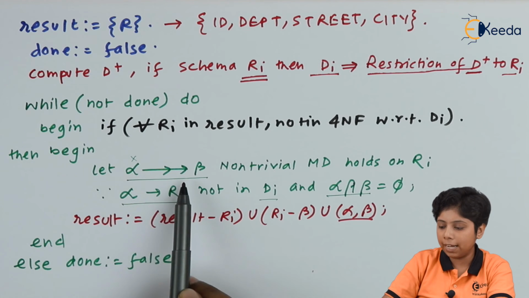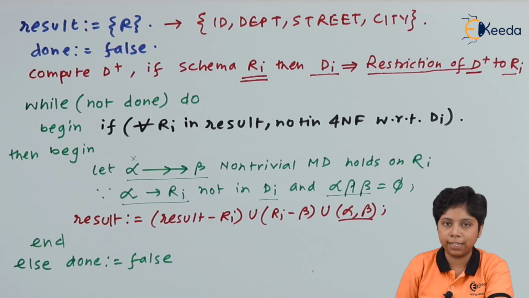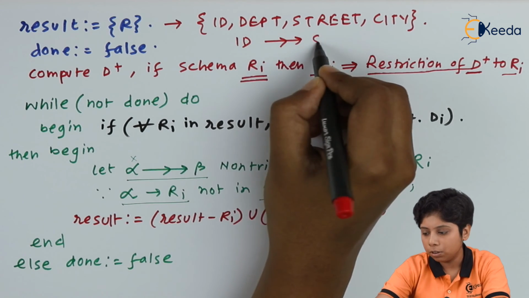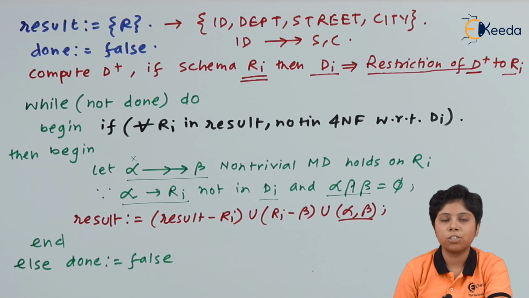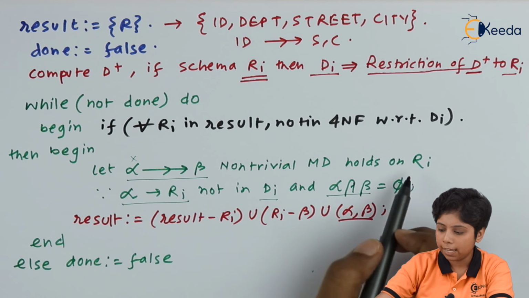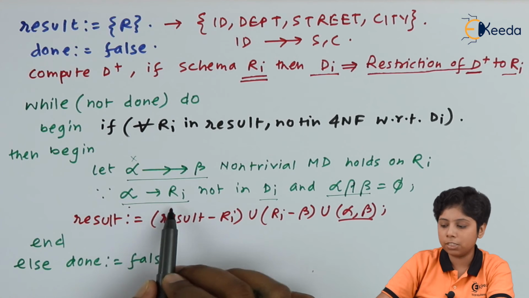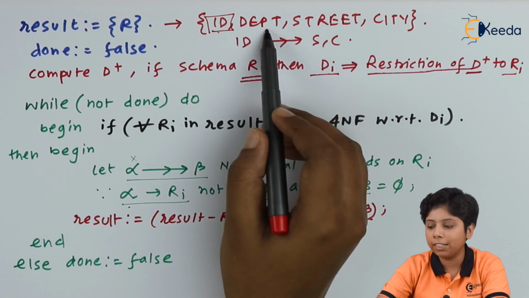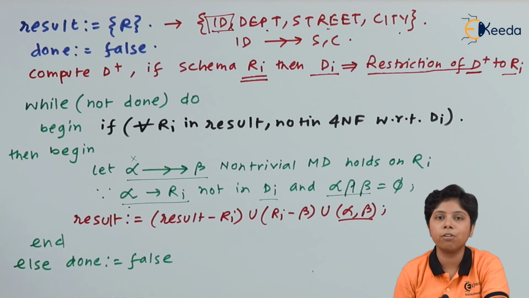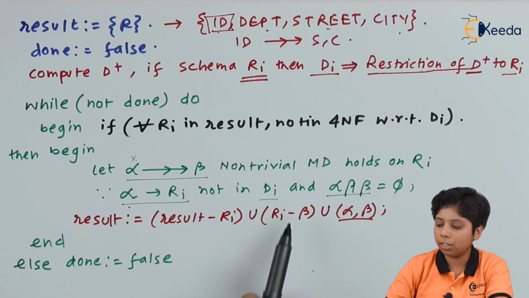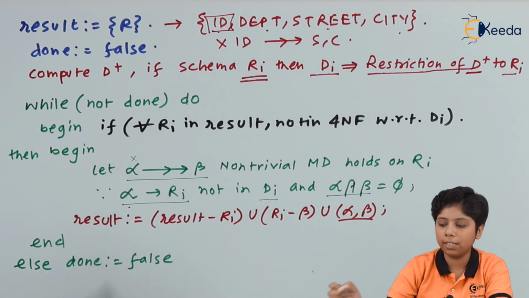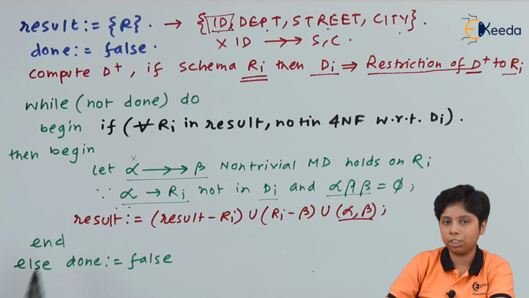So we are finding a non-trivial multivalued dependency. That means ID multivalued determines street and city. So it is holding on this Ri, but alpha is not defining Ri. That means ID alone cannot define the department, street and city and the rest of it. So we cannot say that it is in Di. So it is not in Di. Already the ID multivalued dependency cannot define this restriction.